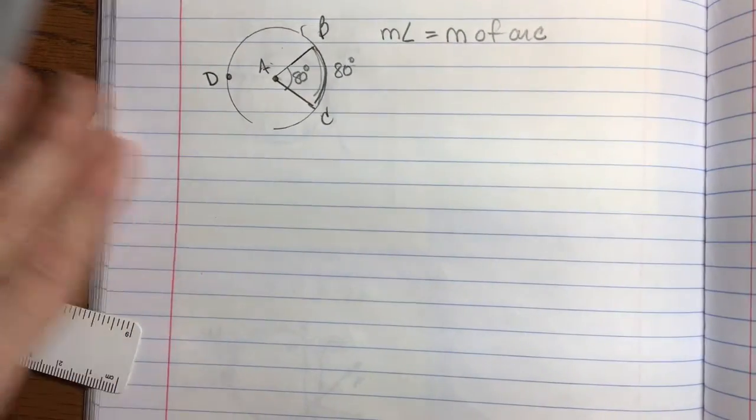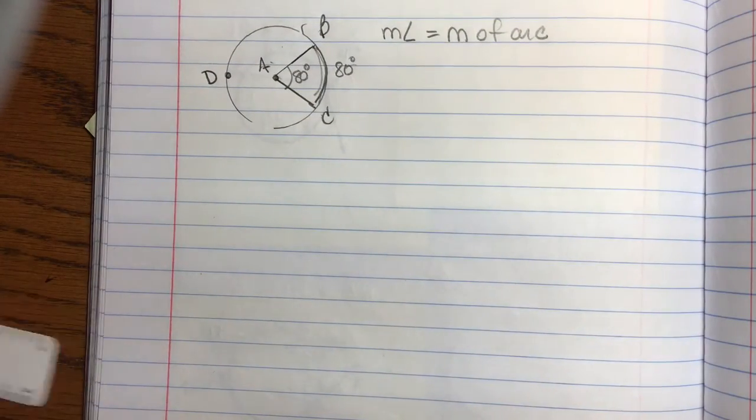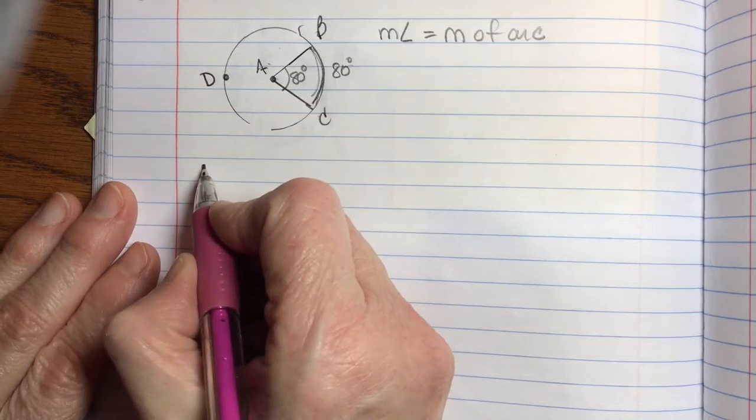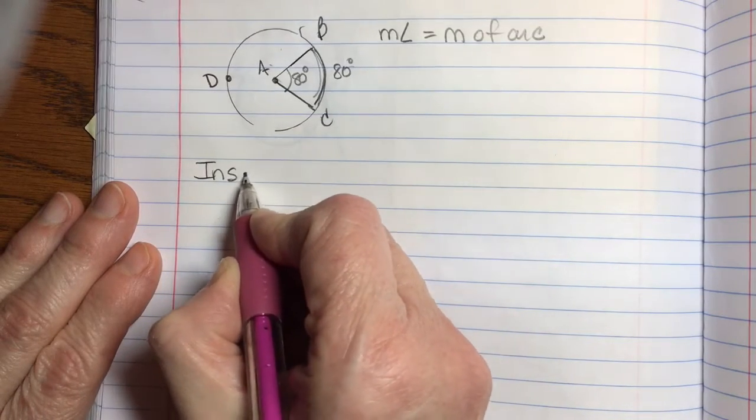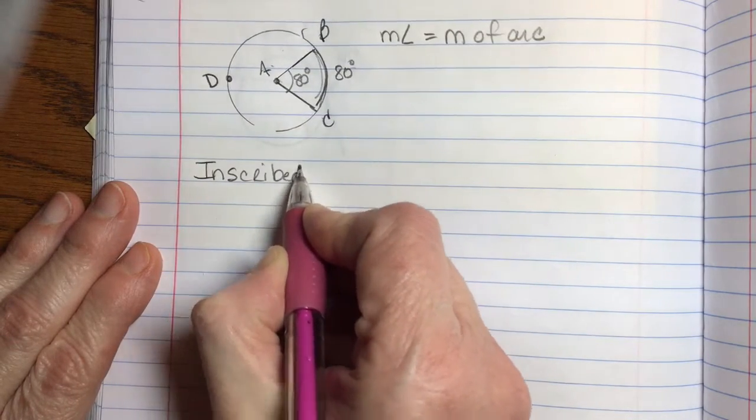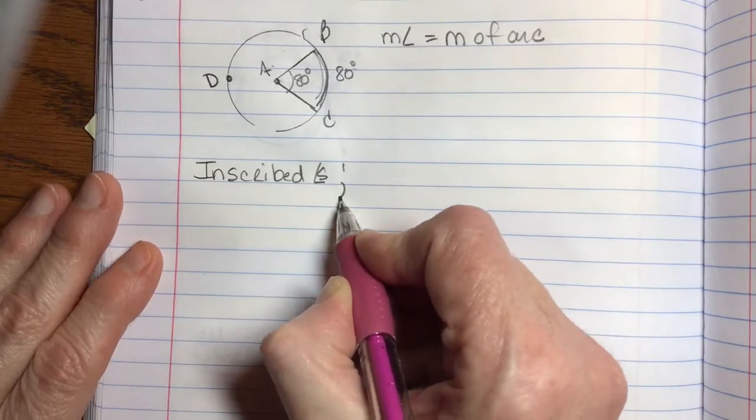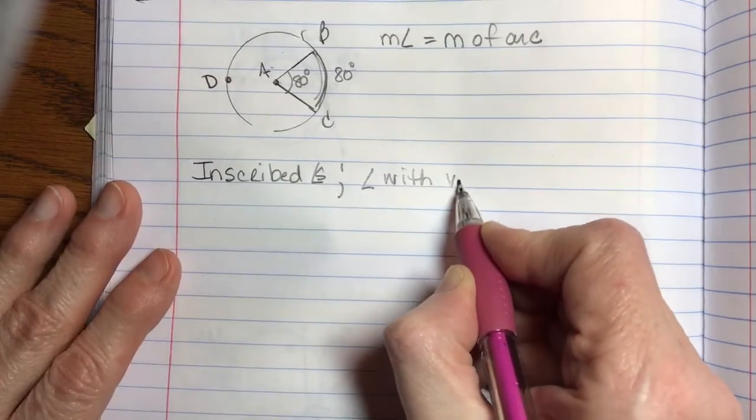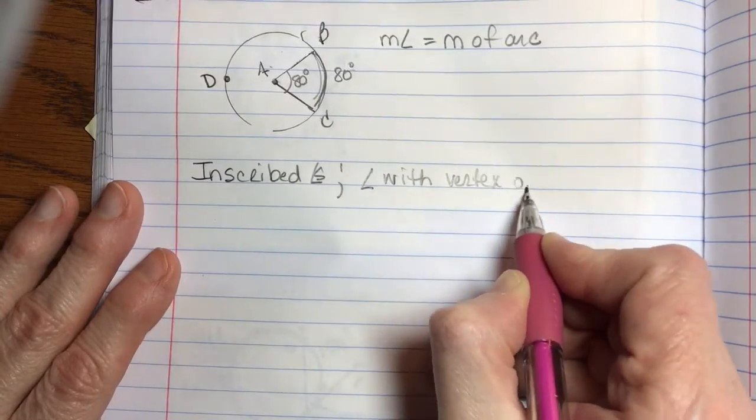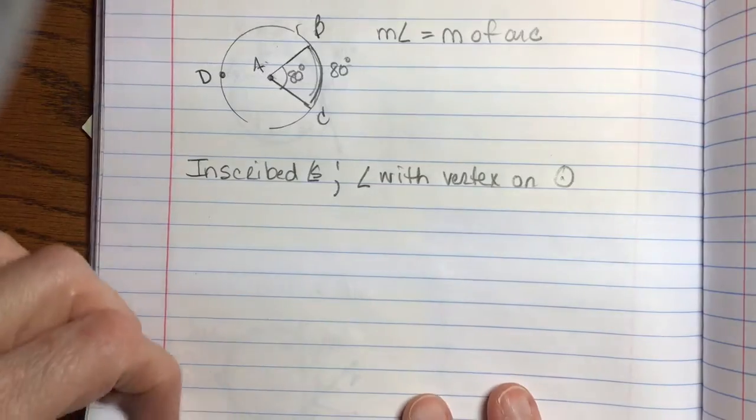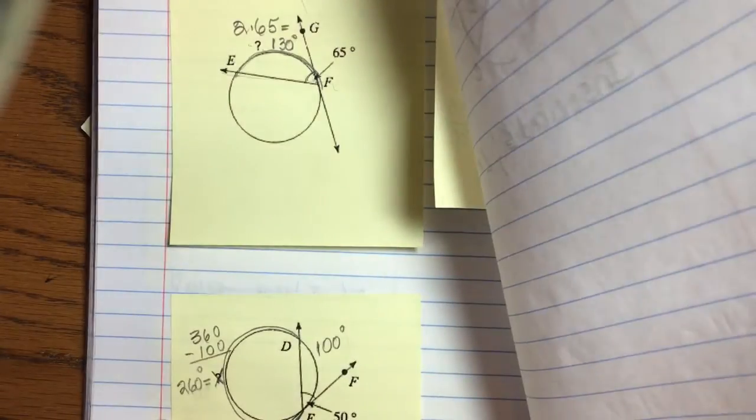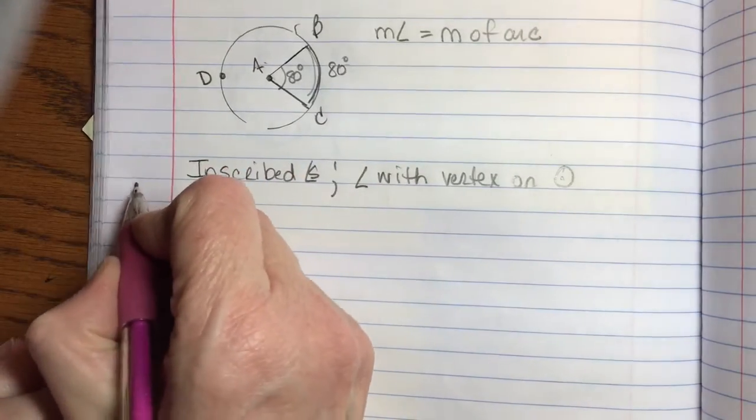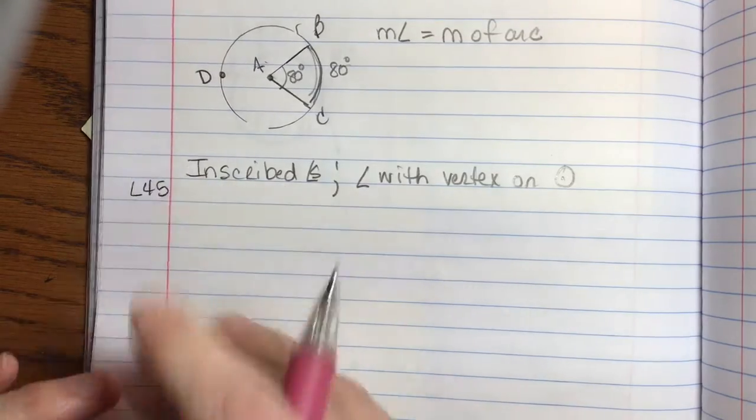The second example, we're going to actually put two together. We're going to do inscribed angles. And we're going to do angles with vertex on the circle, because the rule's the same. So this last one was lesson 45. And then the other one I'm guessing is 41. Yes.